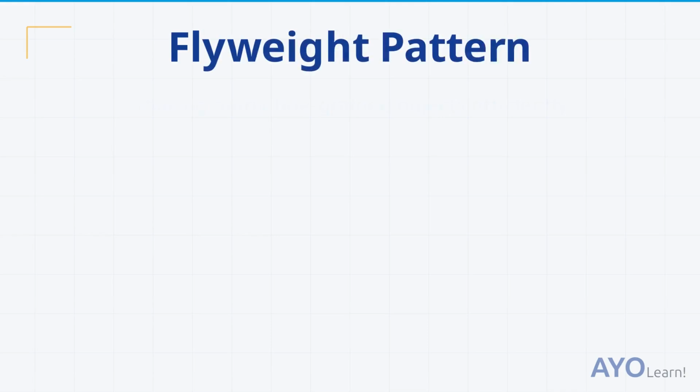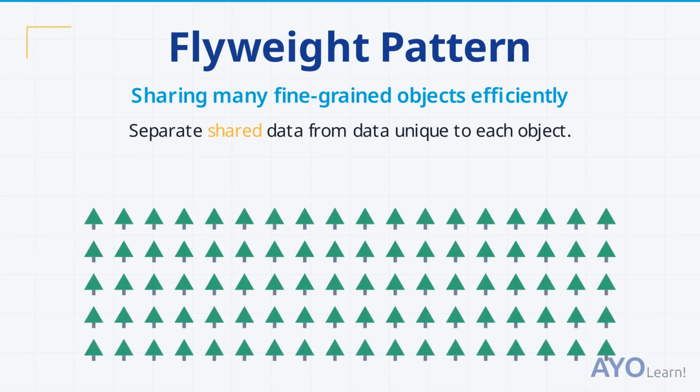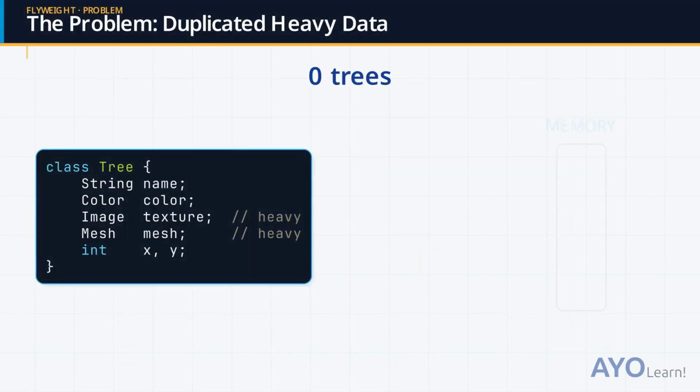The flyweight pattern makes millions of objects efficient by separating shared data from data unique to each one. Picture a forest with millions of nearly identical trees. Picture a game drawing 1 million trees.